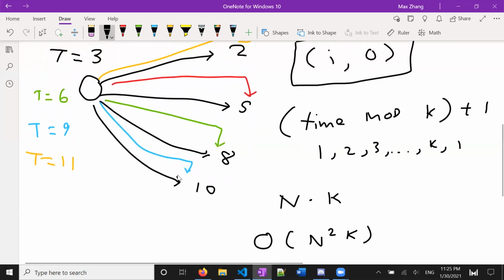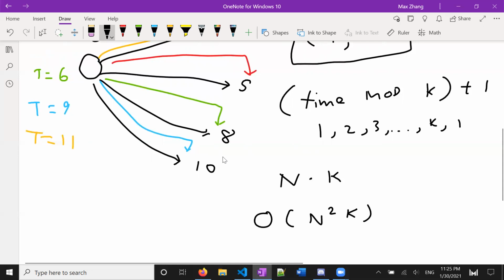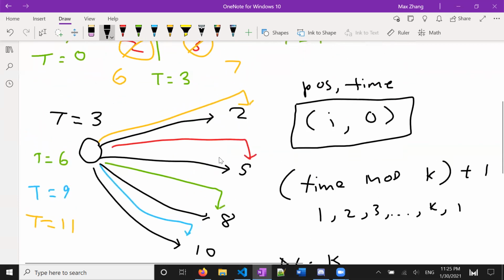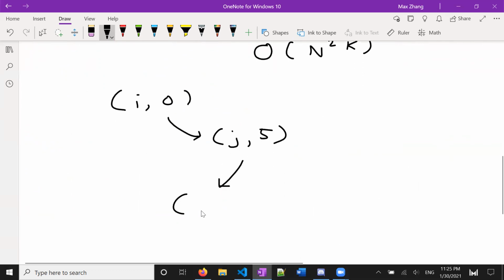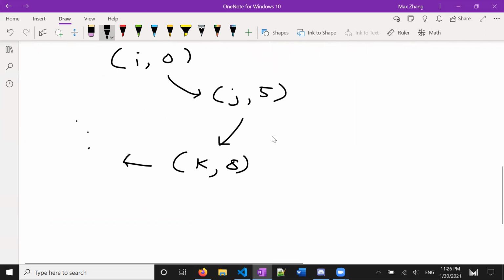Well, one thing we can notice is that we don't have to do it for every single cow. The reason is, let's think about what this graph looks like. We have some i, 0, which connects to some other j, maybe at time 5, then maybe you have something like time k at index number 8, and so on and so forth. But it's going to turn out that this is actually just a graph of a bunch of cycles. And to see why this is true, consider a given node.